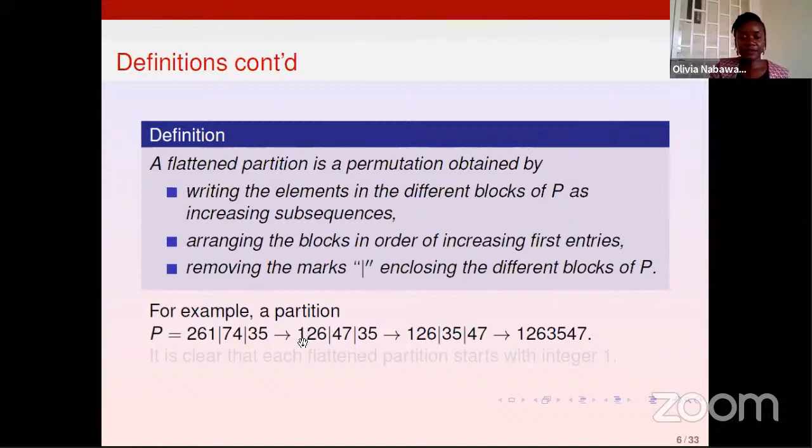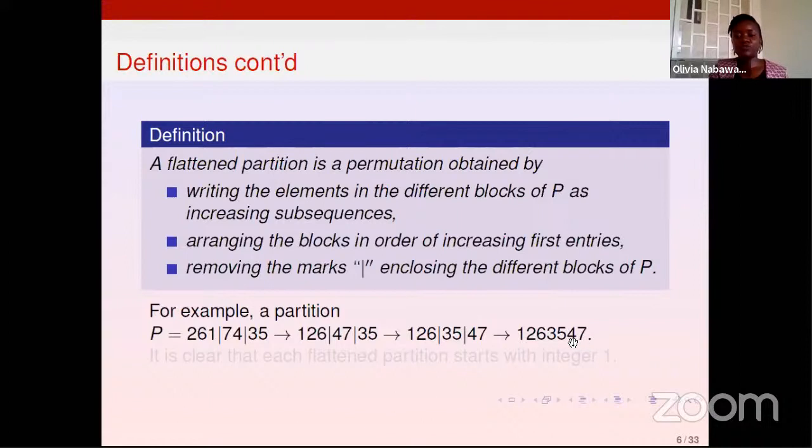In this case, the first block starts with 1, that is okay, because it's the smallest. The second block starts with 4, and the third block starts with 3. Since 3 is less than 4, this third block is going to take up the second place, so that we end up with this arrangement. And then if we remove these marks enclosing the different blocks, we have this resulting permutation.